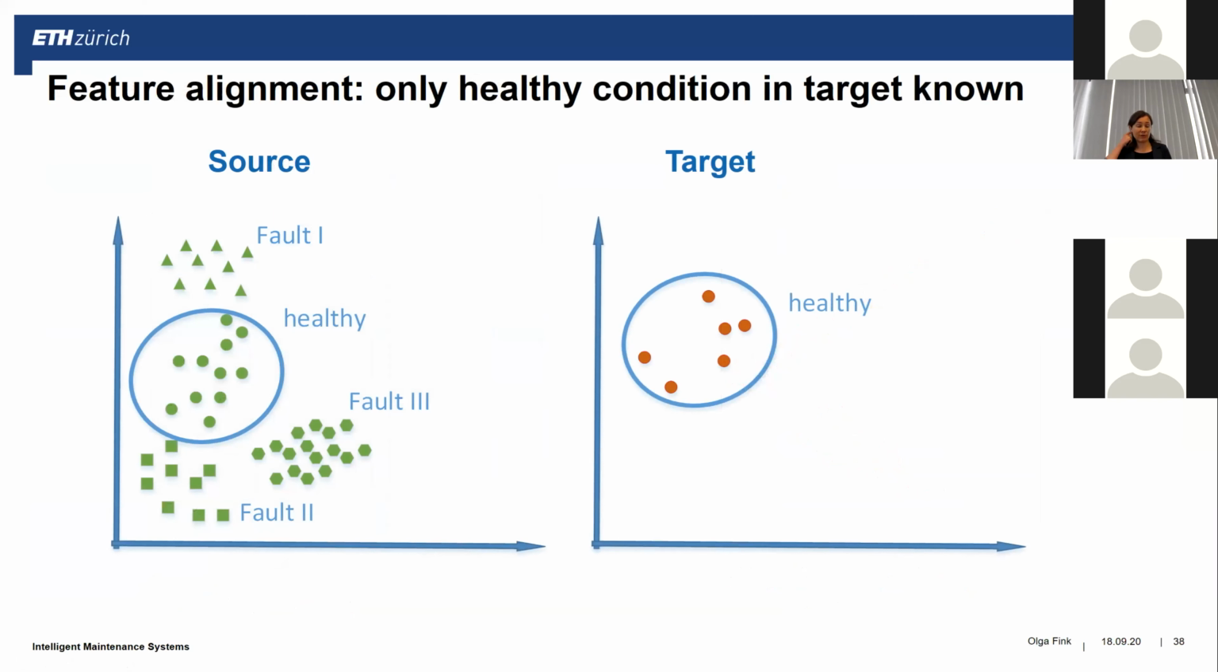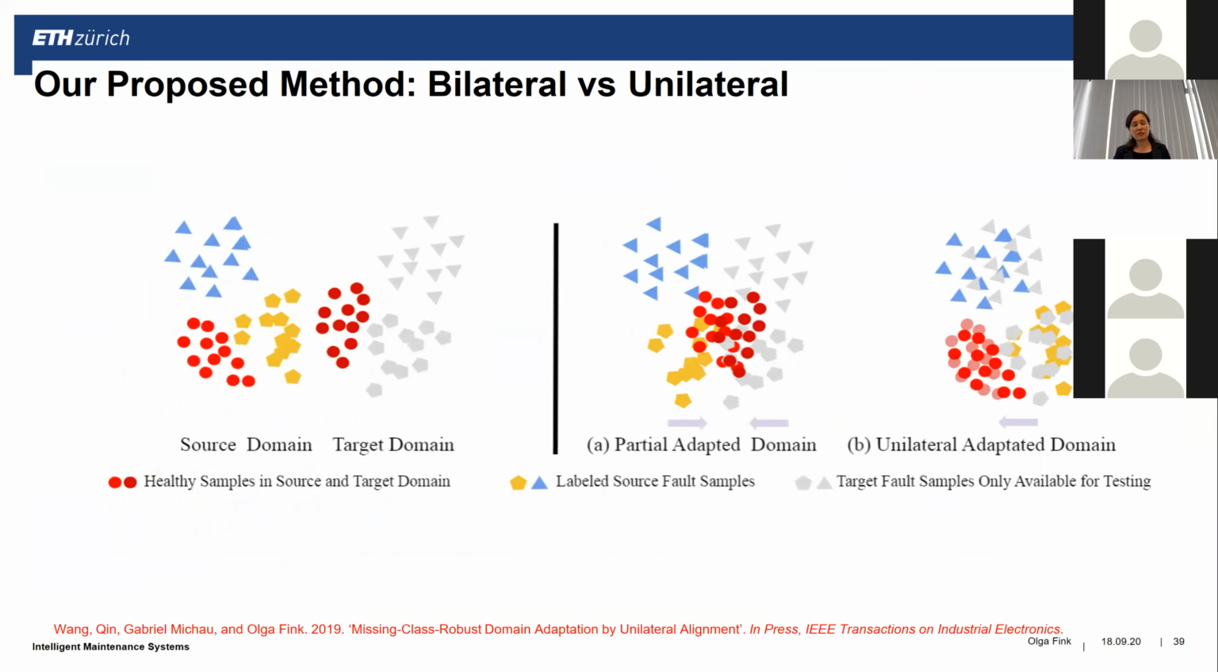But that's the basic setup that we're starting with. And the idea that we pursued was not to align bilaterally, which is normally performed, but to keep the representation of the source model, and to unilaterally align the representation of the target toward the source, so that we have one representation that is complete, and then we are aligning the representation that is not complete, and that one enables us to use also information on the classes that we have not observed yet.